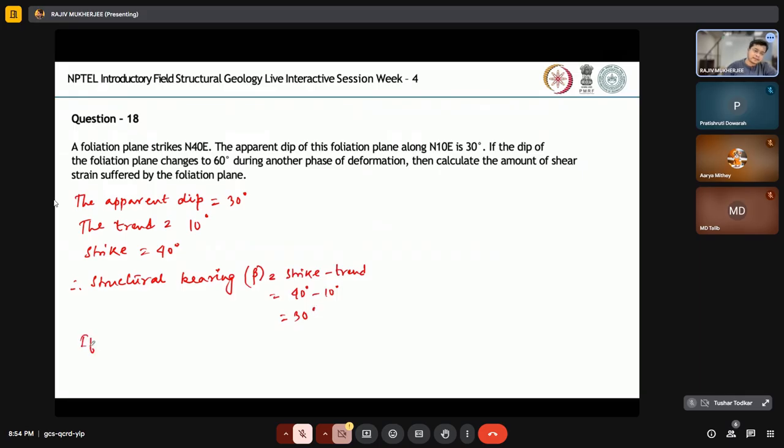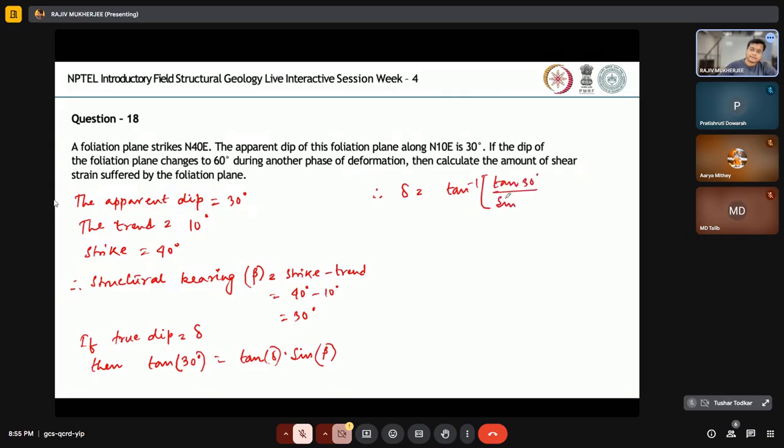And if the true dip angle is delta, then tan of apparent dip is equal to tan of true dip times sine of structural bearing beta. Therefore, true dip delta will be tan inverse of tan 30° by sine 30°, right? And that is around 49 degrees.